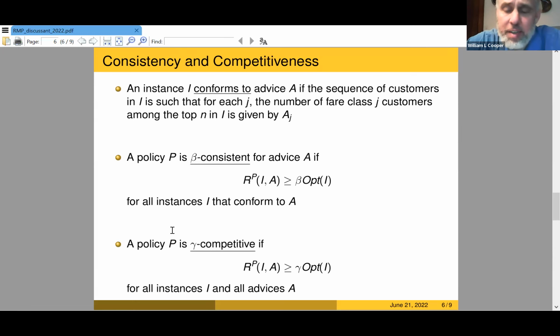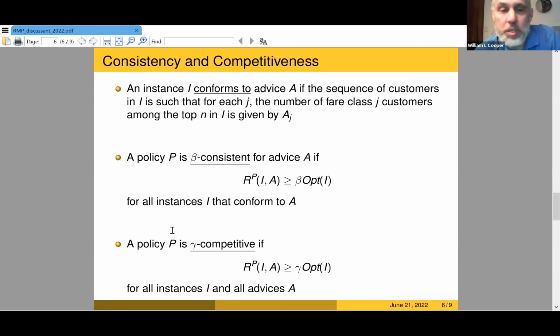And then the basic things that are being traded off in the paper are the notions of consistency and competitiveness. And so a policy is called beta consistent for the advice if its revenue, when I apply it to instances that conform to the advice, is at least beta times the clairvoyant optimal. So that's beta consistent. So this is basically saying that the policy works well when the advice is right.